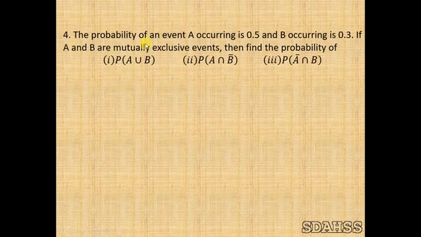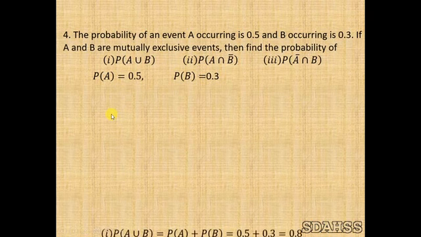Fourth sum, the probability of an event A occurring is 0.5 and B occurring is 0.3. If A and B are mutually exclusive events, then find P of A union B, P of A intersection B bar, P of A bar intersection B. So P of A is equal to 0.5 and P of B is equal to 0.3. Then we want to find P of A union B.